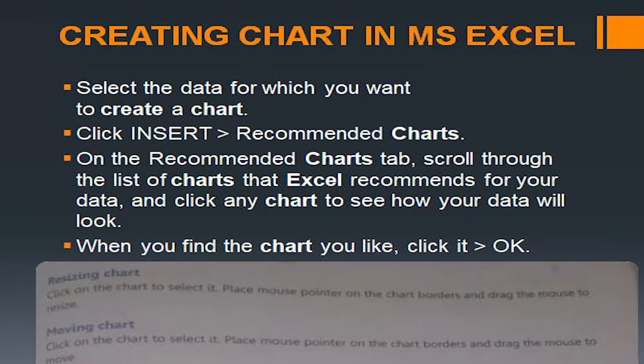Now let us have a look at how to create a chart in MS Excel. First we need to select the data from which you want to create a chart. Click the Insert tab and click on Recommended Charts. On the Recommended Charts tab, scroll through the list of charts that Excel recommends for your data. Click on any chart to see how the data will look. When you find the chart you like, click OK. Then, to resize, click on the chart and select it.